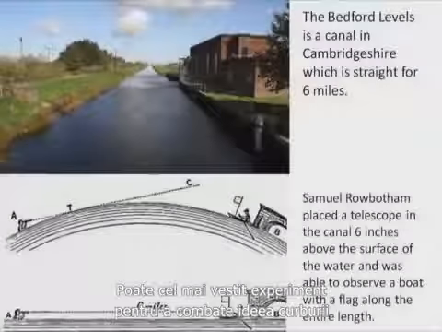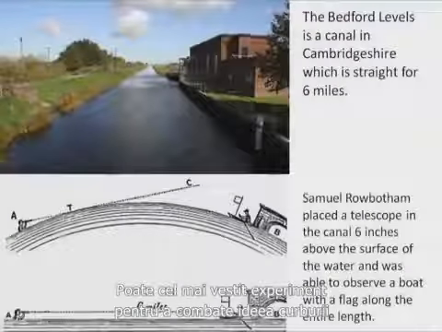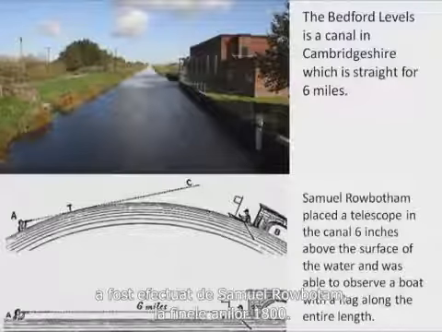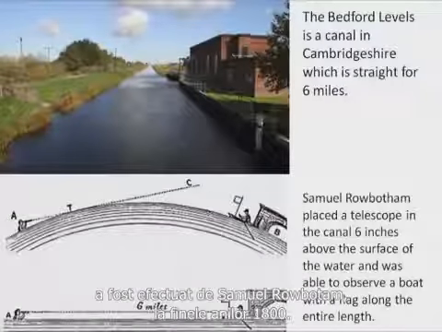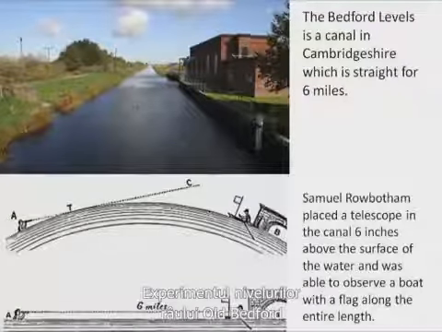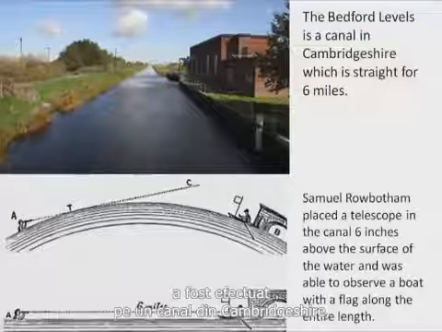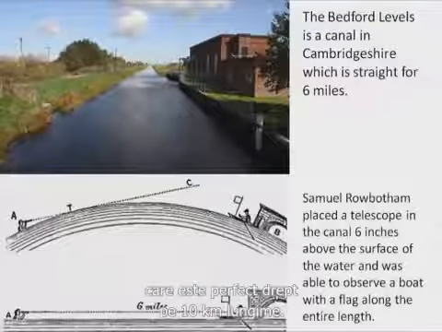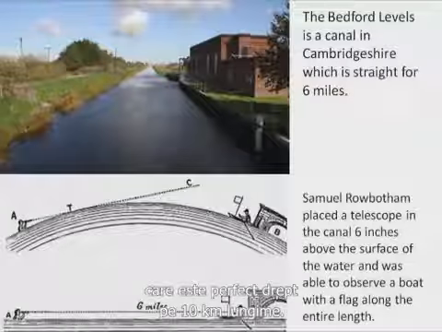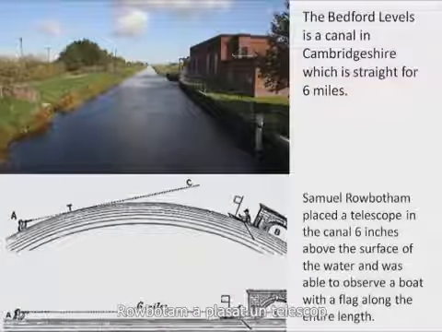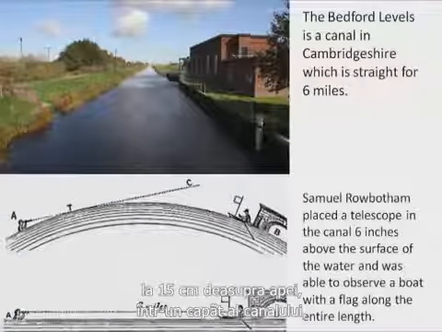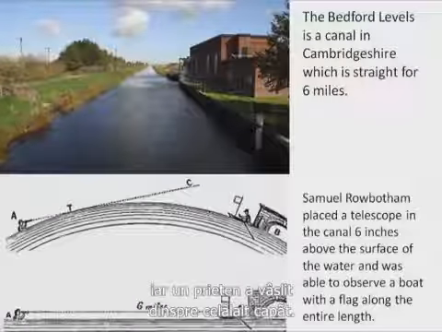Perhaps the most famous experiment to disprove the idea of a curvature was performed by Samuel Rowbotham in the late 1800s. The Old Bedford Levels experiment was performed on a canal in Cambridgeshire, which is perfectly straight for 6 miles. What Rowbotham did was put a telescope 6 inches above the water at one end of the canal and had a friend row a boat to the other.